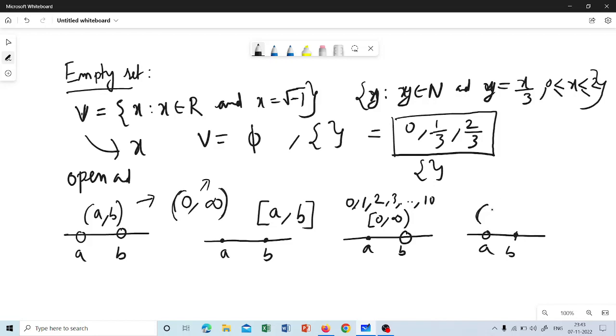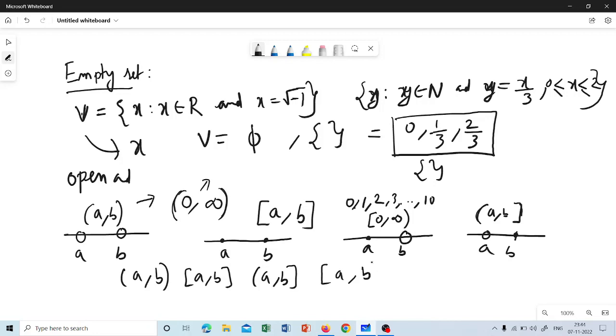So I can write it in the form A comma B. Sorry, [A, B] is a closed interval, a square bracket should come. So these are the four types: both open, both closed, the first one open and the second one closed, and the first one closed and the second one open.